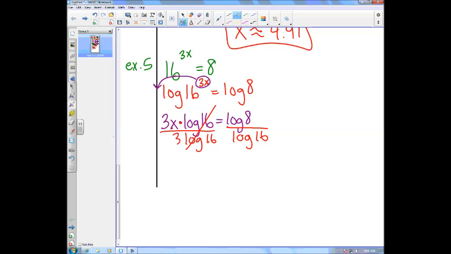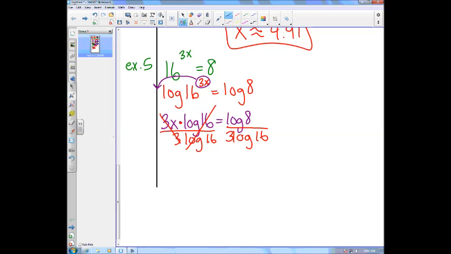I choose one step. We can divide by 3 log 16, and the 3's cancel out, and you have to do it on both sides. Well, you can do both the 3 and the log. Yeah, you can do them both at the same time. So what? We have the x by itself.